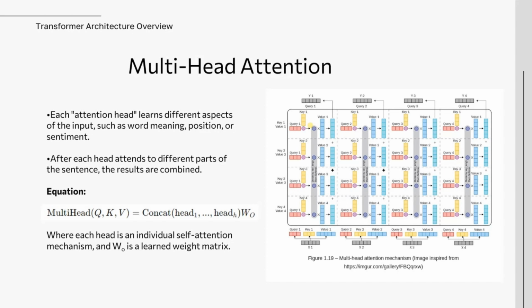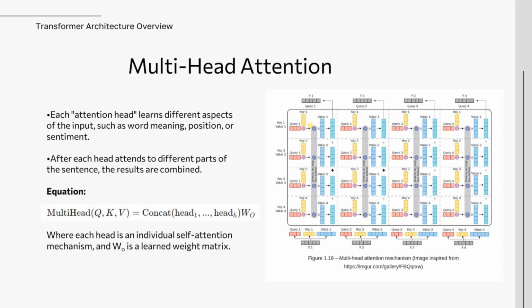After calculating the attention outputs from all heads, they are concatenated together. This combines the different perspectives each head has gained. And then finally, the concatenated outputs are passed through a linear transformation matrix, which is the weight matrix, to produce the final output.